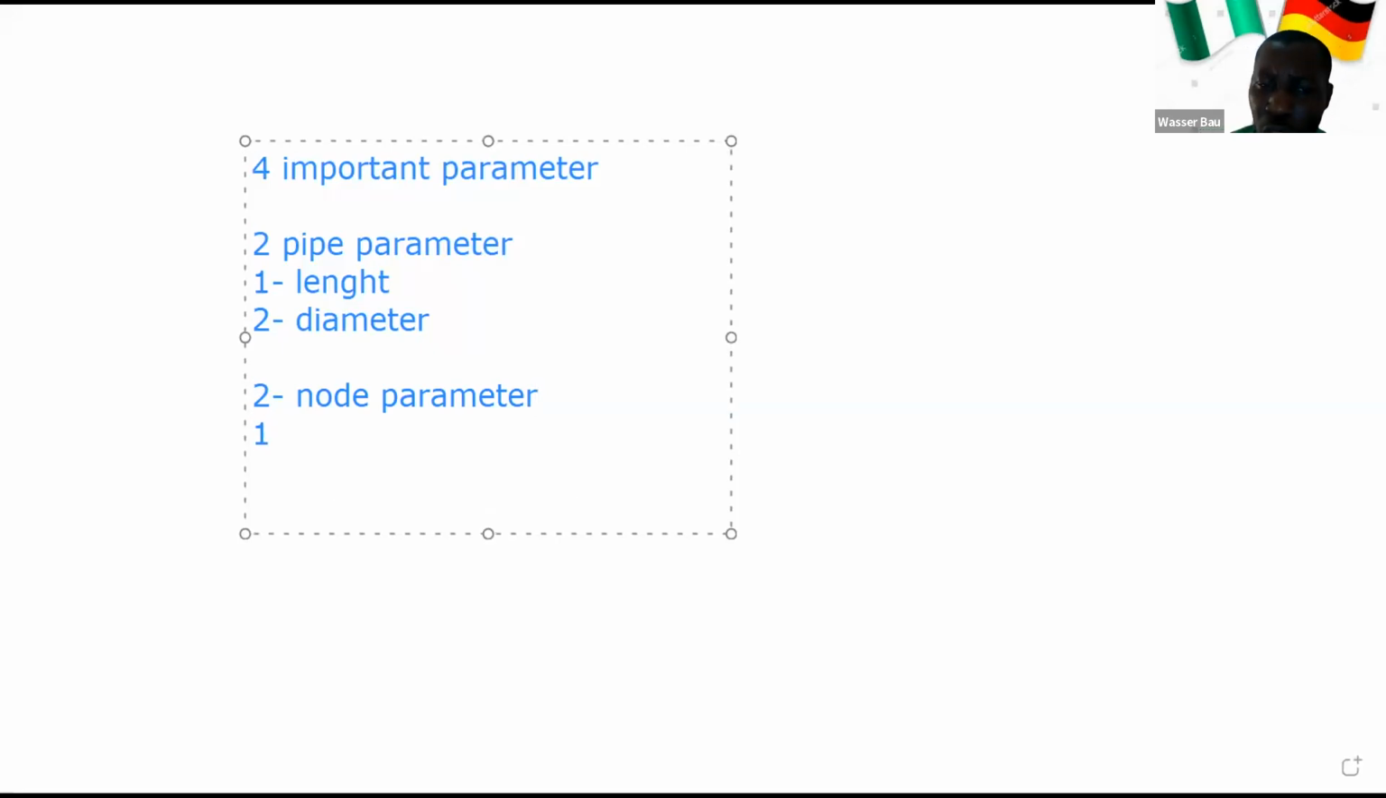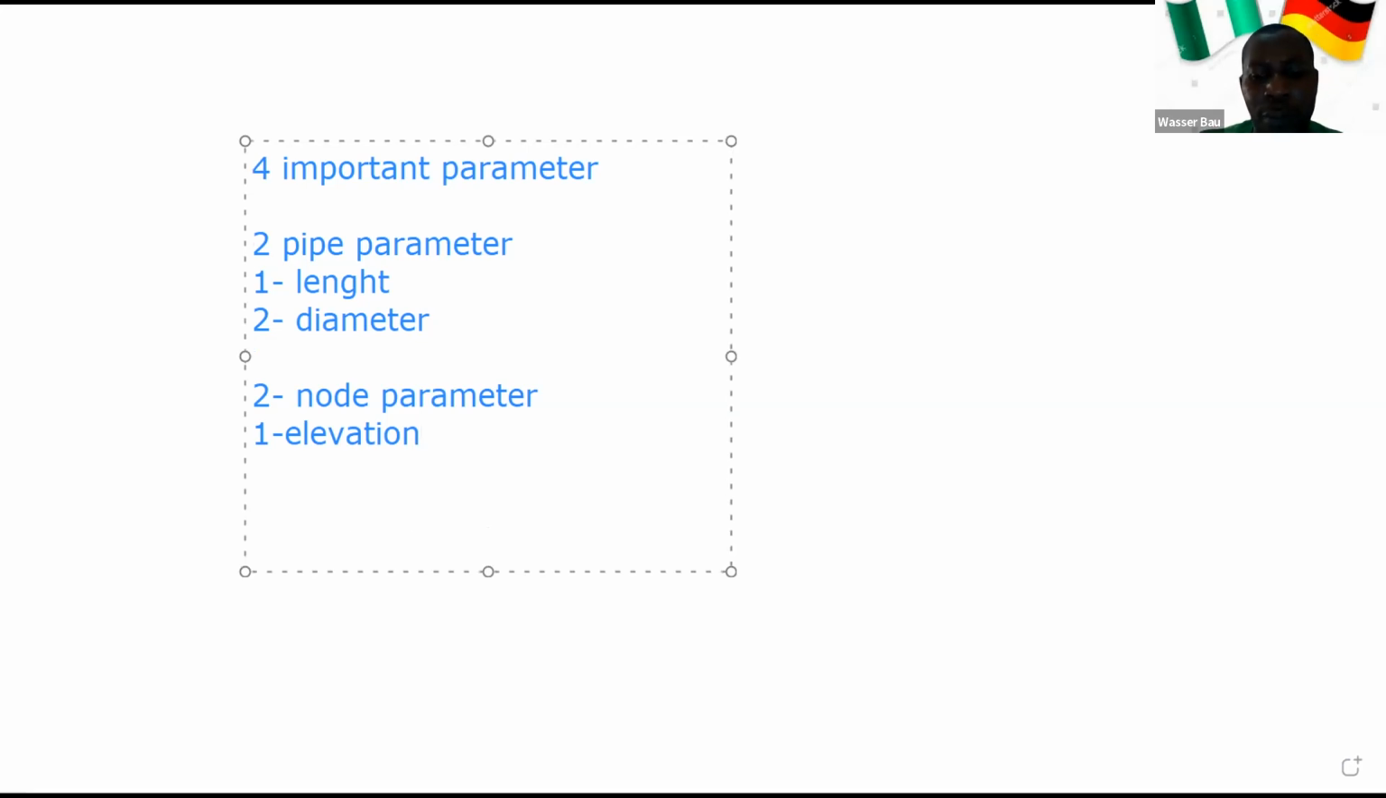So the first node parameter you need is the elevation. So in other words, you must know the elevation of every point. Not every point, the elevation of each discharge point, right? Elevation of each discharge point, you must know it because that is what will help you to determine the pressure at that point. If you see that the pressure at that point is 0, it means the water is not flowing, right?